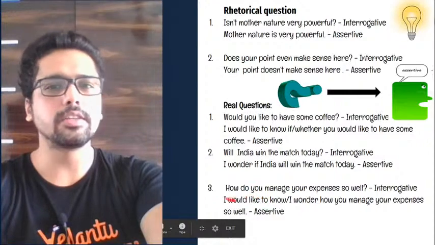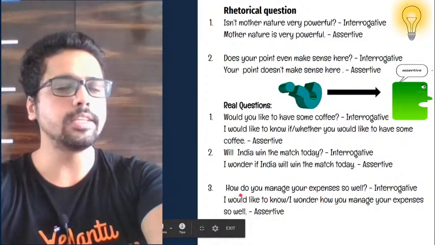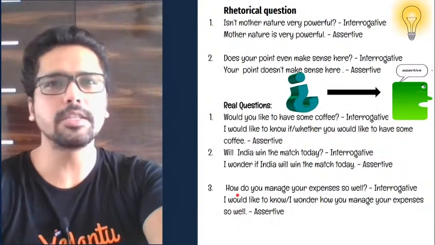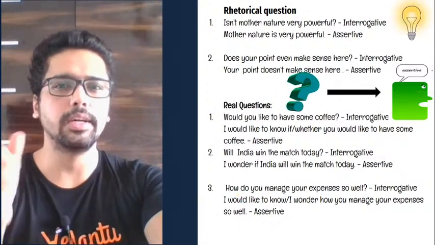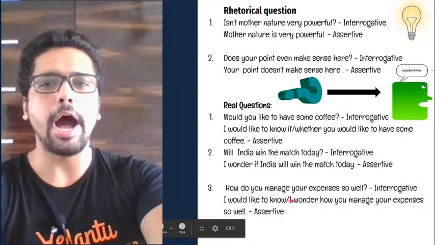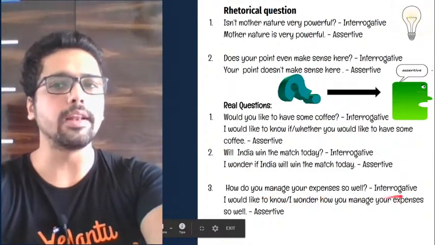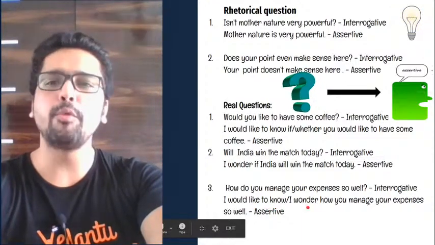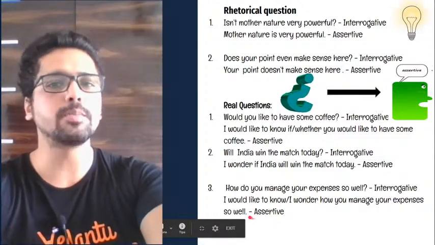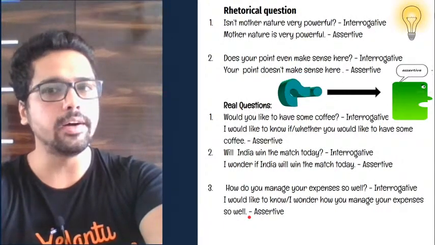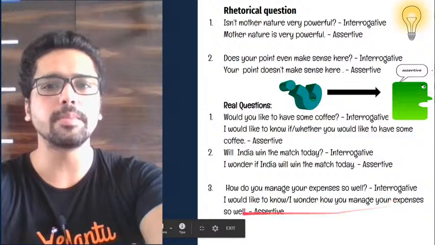Look at the third one. This is a WH question. It starts with how, right? Even though how does not have a WH spelling, it is a part of WH questions, as we all know. So look at this here. How do you manage your expenses so well? Interrogative. So, I would like to know, or I wonder, how you manage your expenses so well.